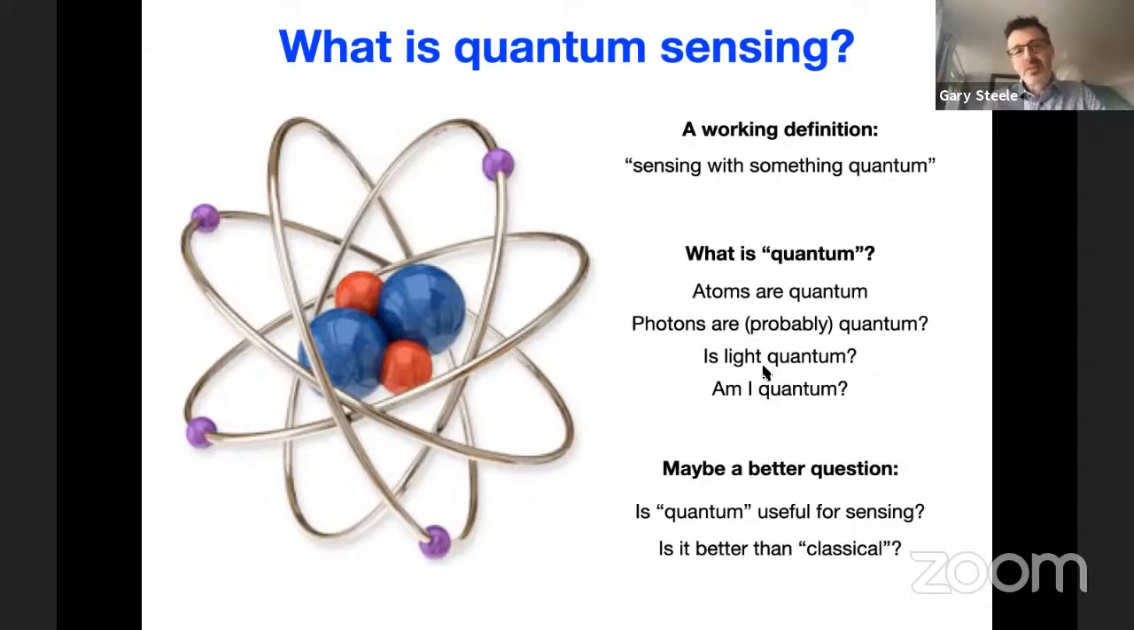So aside from these pedantic, possibly semantic discussions about whether something is quantum or not, I think an even better question to ask in this context is: is quantum useful for sensing? And in particular, could quantum somehow be better than classical for sensing? That's the implication in the title, that if I'm going to do quantum sensing, it's going to be better than classical sensing. And that's an interesting question, and I want to give my own personal insight, from working in the field of optomechanics for a while, into the answer for that.